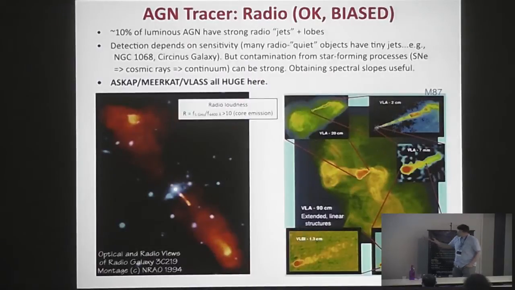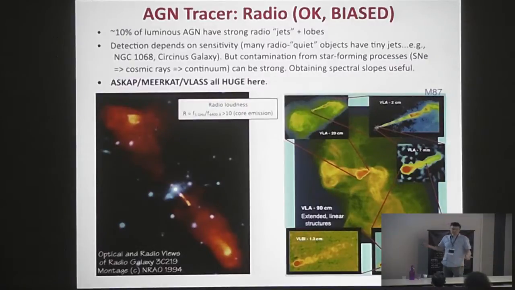Okay, the radio. So the radio is okay. You don't have much. You have some contamination from star-forming processes. In fact, you have supernovae, which drive cosmic rays. The cosmic rays filter out, and they interact with the magnetic field in the galaxy, and that produces synchrotron radiation. And so you have some diffuse component which can contaminate the emission. So generally, if the source is what we call radio loud, and radio loud means the radio flux at 5 gigahertz, for instance, is much brighter than at the optical, by a factor of 10, then it's easily seen, and you can classify it as a radio loud AGN.